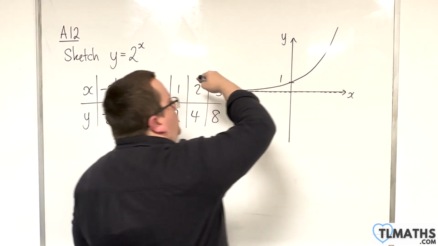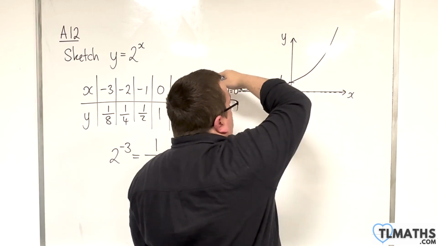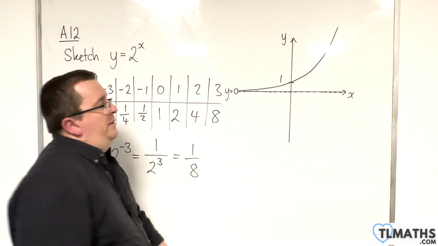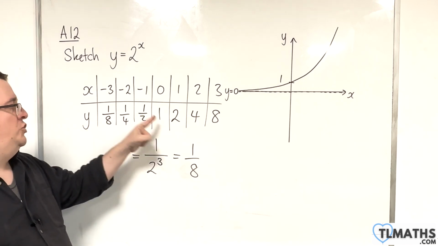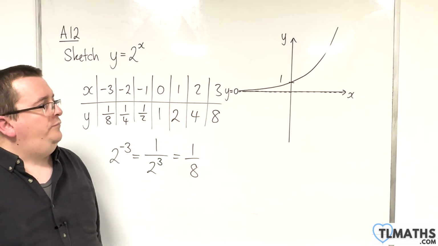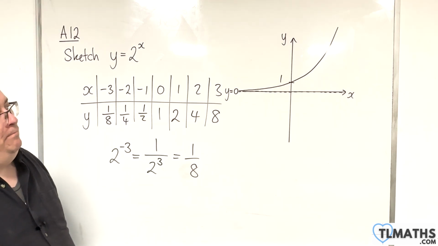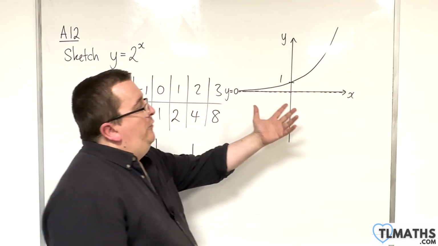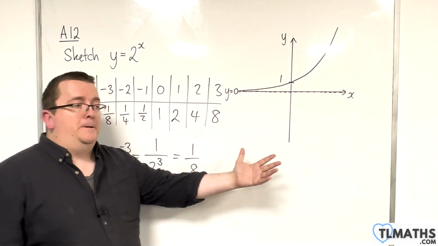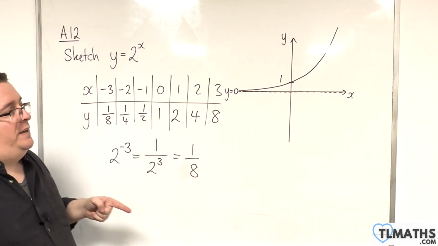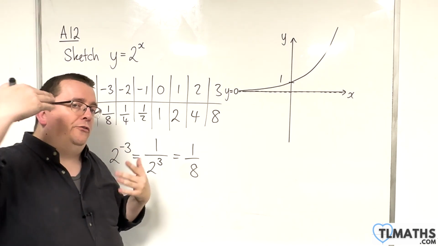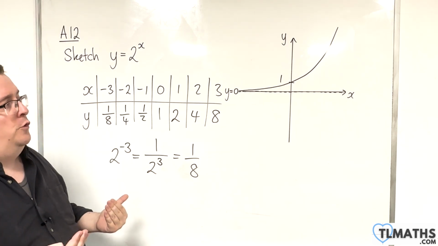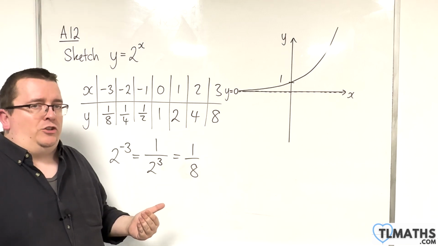We've got exponential growth all the way along this curve, okay? Because we are doubling each time. But this is what y equals 2 to the x looks like. So in the next video, we'll be considering what does y equals 3 to the x look like, what does y equals 4 to the x look like, and so on and so forth. And how do you sketch these graphs?